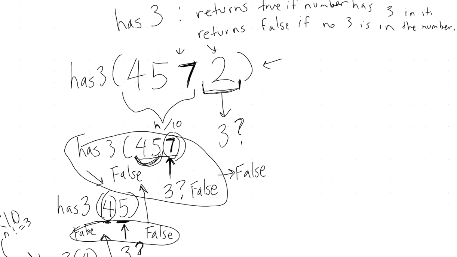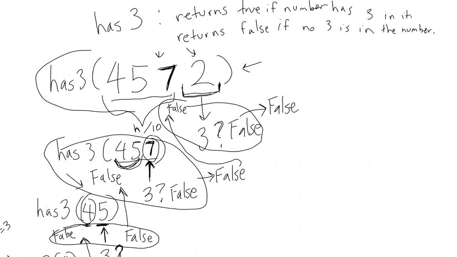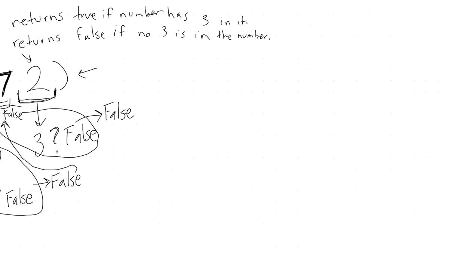So that gets returned up to the original call that was made because we just checked 4, 5, 7. So let's say this part returned false. We checked whether 2 was 3, and that returned false. So the entire thing gives us false. Yeah, so this is one version of the problem, which is we pass in a number that doesn't have any 3s in it. But what if we have a number that does have a 3 in it?